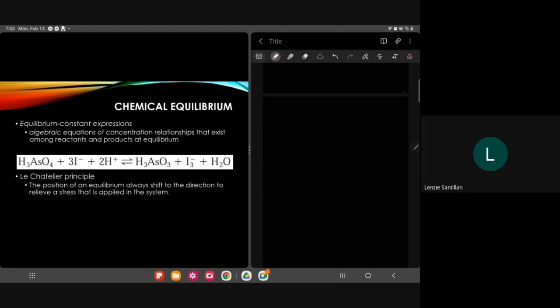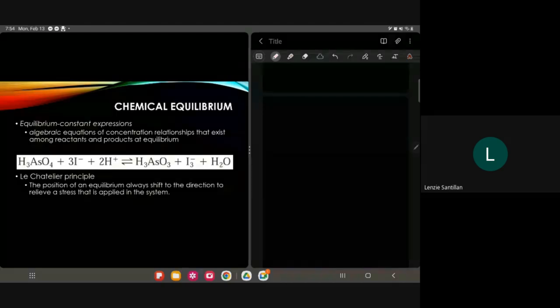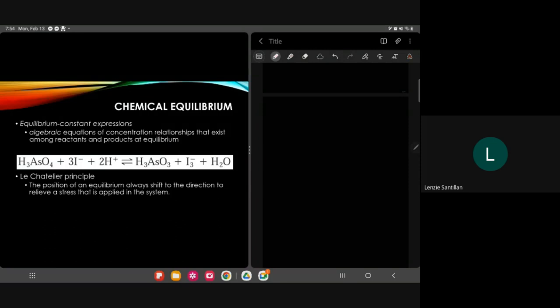Okay, so we also have discussed probably on our inorganic-organic, the Le Chatelier principle, if you're going to remember them from inorganic chemistry. So meron tayong Le Chatelier, and ano ibig sabihin ng Le Chatelier? So this is a way of the equilibrium to relieve the stress applied in the system. So say for example, I added arsenate here. No, saan mag-shift yung stress?